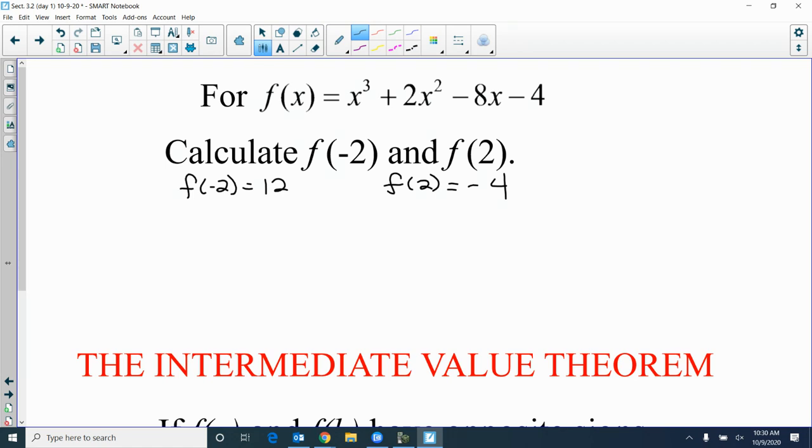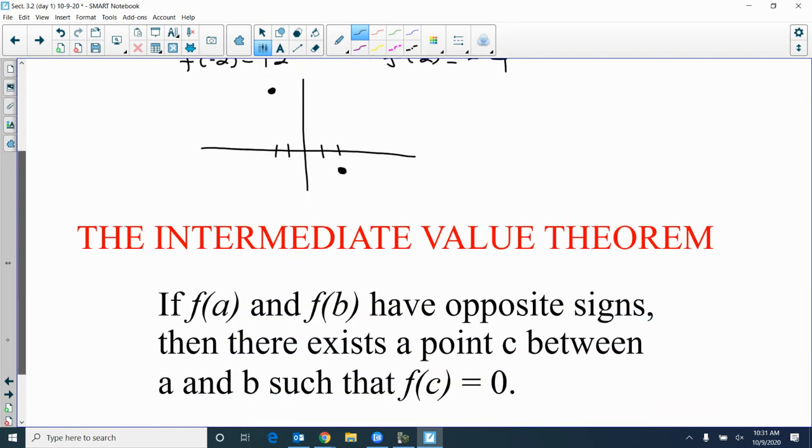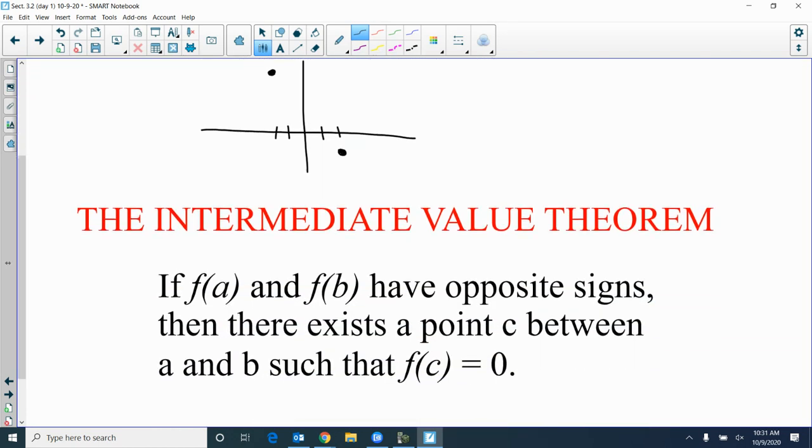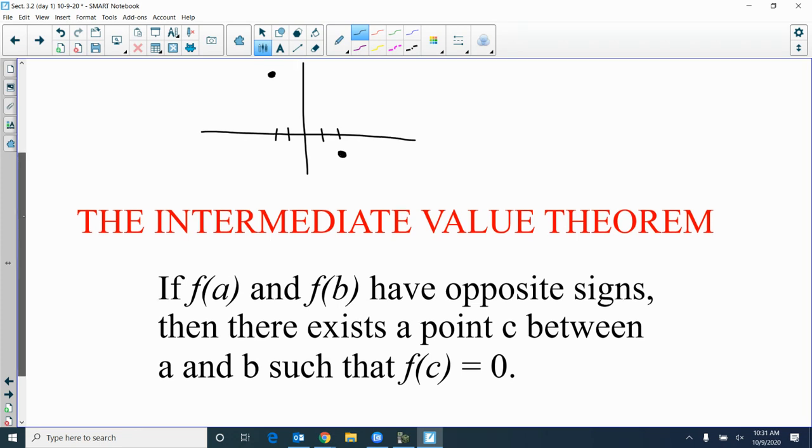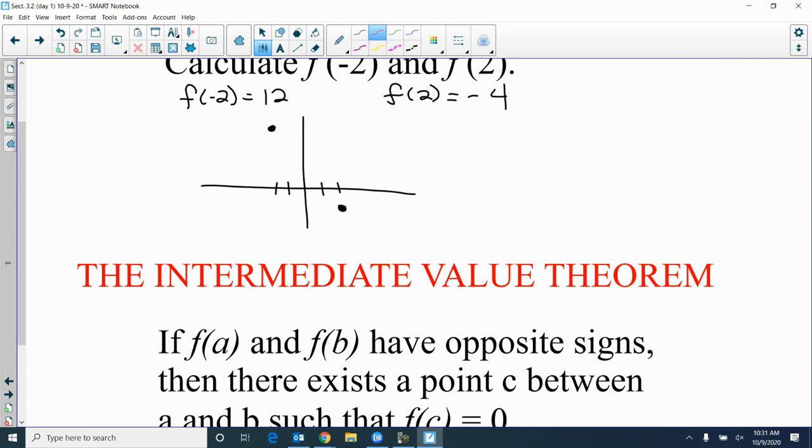So f of -2 is 12. You don't need to copy down the graph, but here's what I'm just going to draw out. That's somewhere near here. And f of 2 is -4, somewhere down here. Well, this kind of leads us to the intermediate value theorem. If f of a and f of b have opposite signs, one's positive, one's negative, then there exists a point c between a and b such that f of c equals 0. This should be kind of common sense, because these have to be connected, right? And the only way I can connect them is if I cross the x-axis and create a 0.